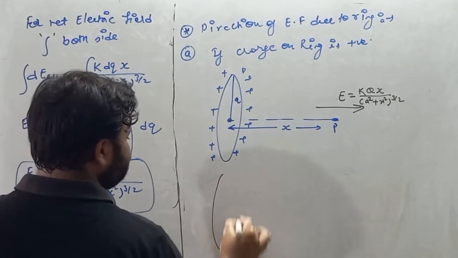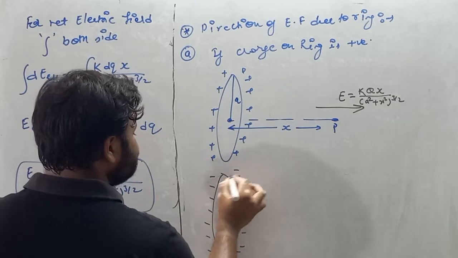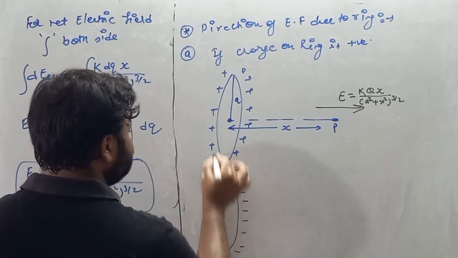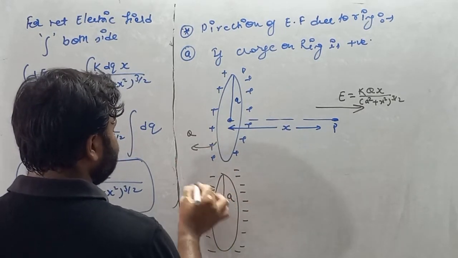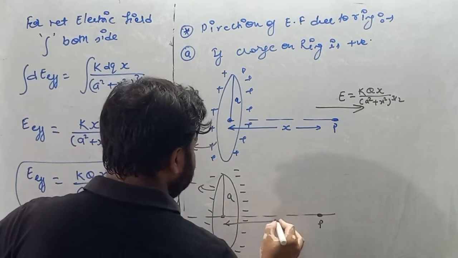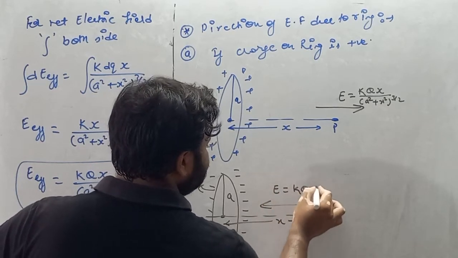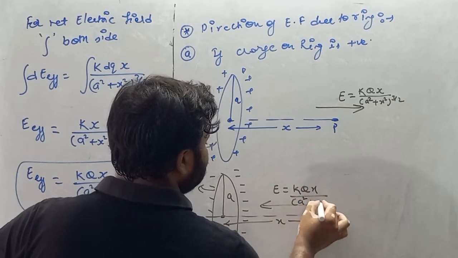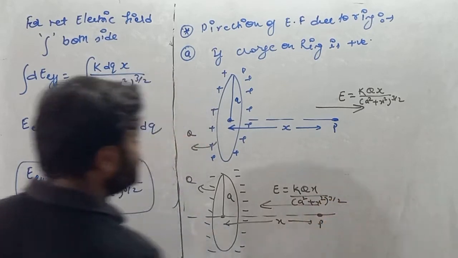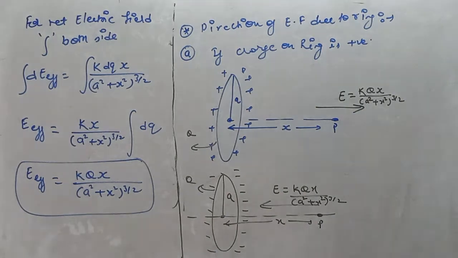And if the charge is negative on this ring of radius a having total charge q, this is the axis of the ring, at point P, x distance apart, the electric field is kqx by (a squared plus x squared) raised to the power 3 by 2, and the direction of the electric field is towards the ring.